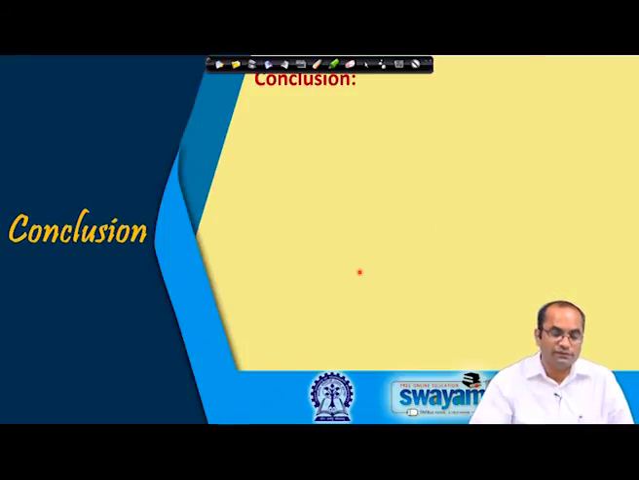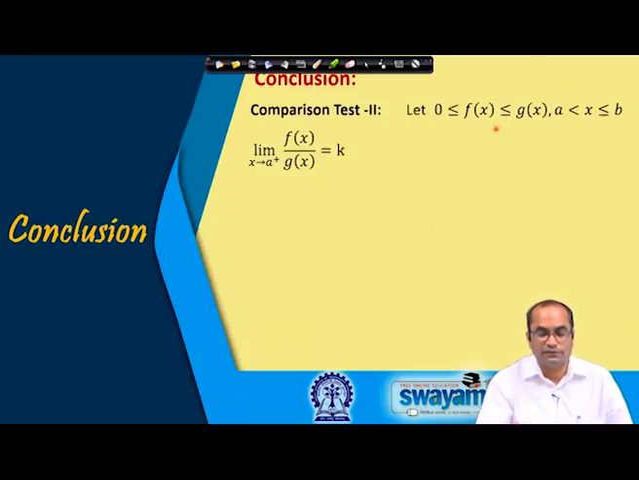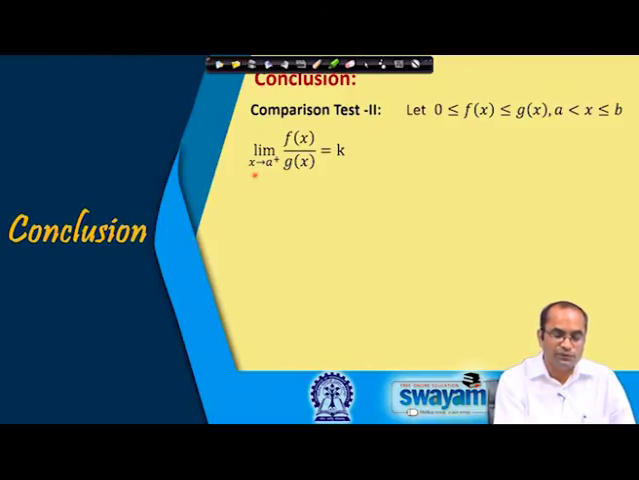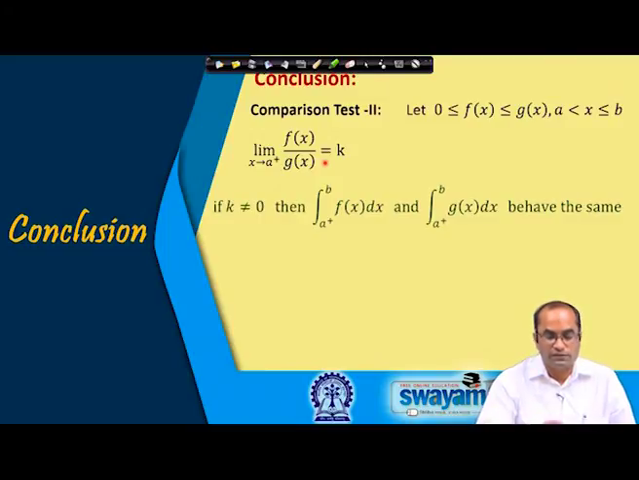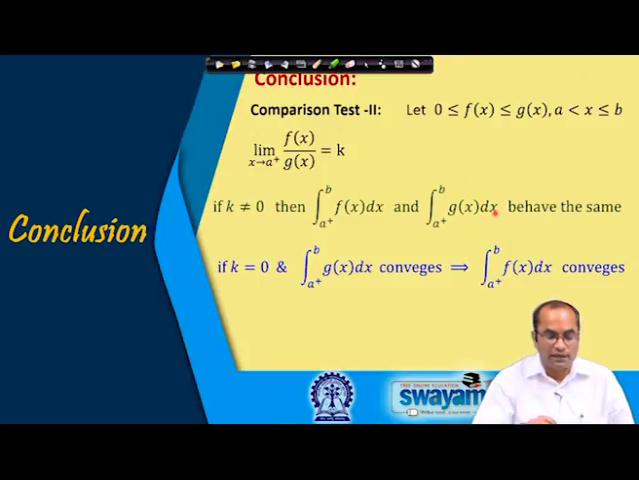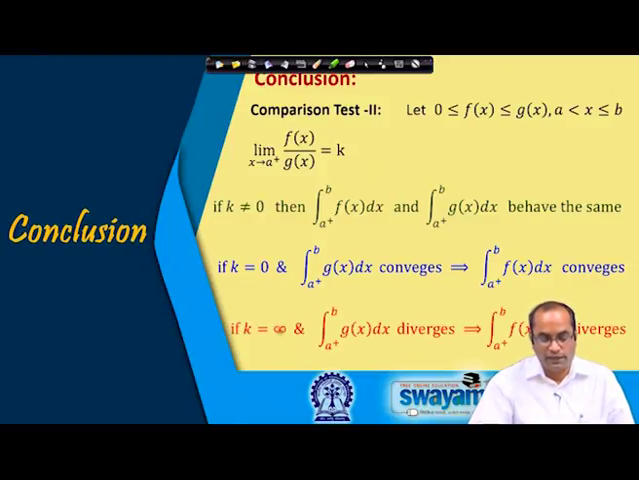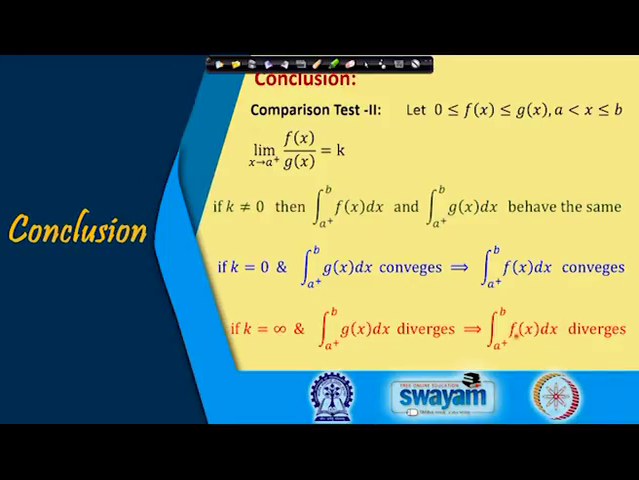So, we have this comparison test 1 and another, comparison test 2, which is also very important and very useful, where we take another function g and compute this limit, and based on this number k we can conclude the convergence. If k is not equal to 0, both the integrals behave the same, and if k is equal to 0, if the g integral converges, the f will also converge, and if k is infinity, which implies that g diverges, the f will also diverge. So, this was comparison test 2.